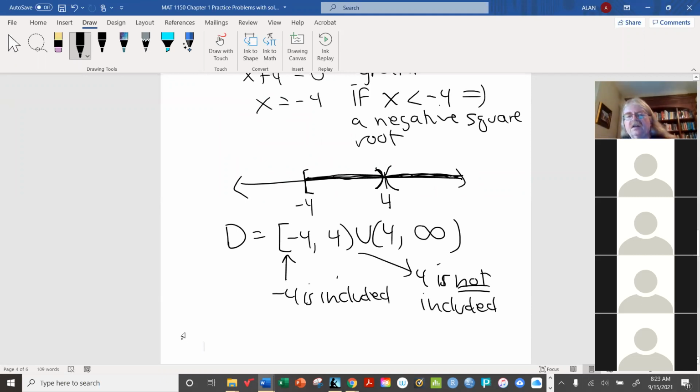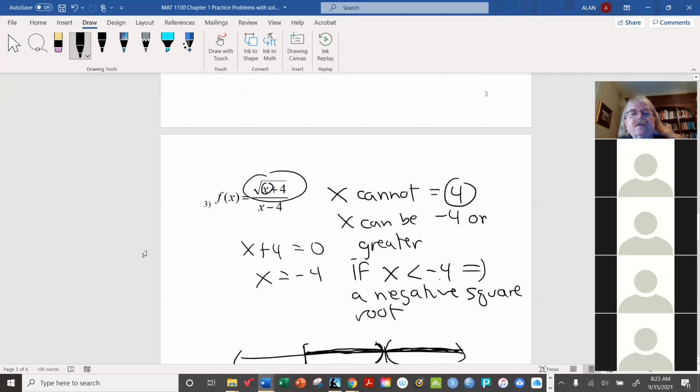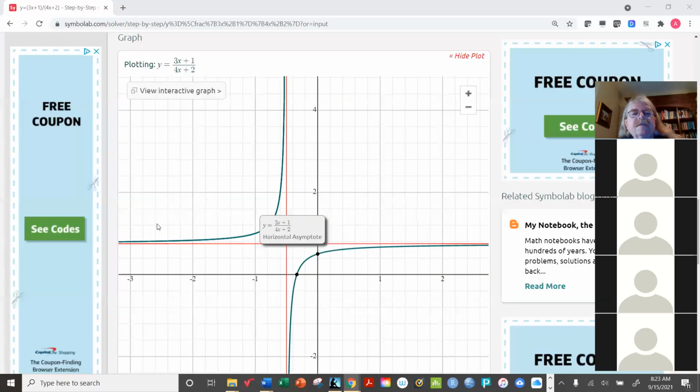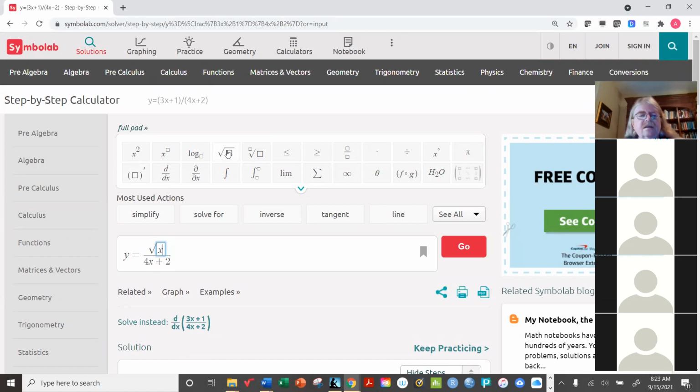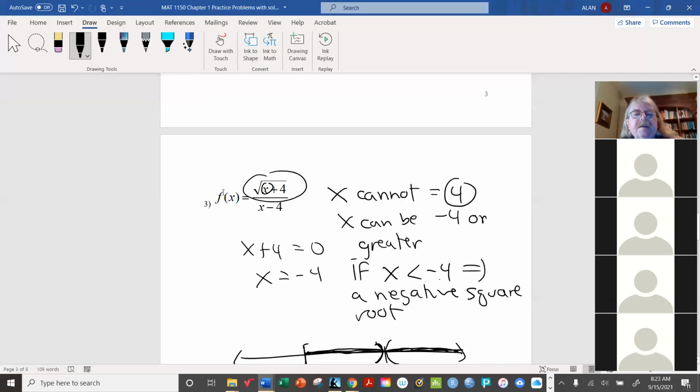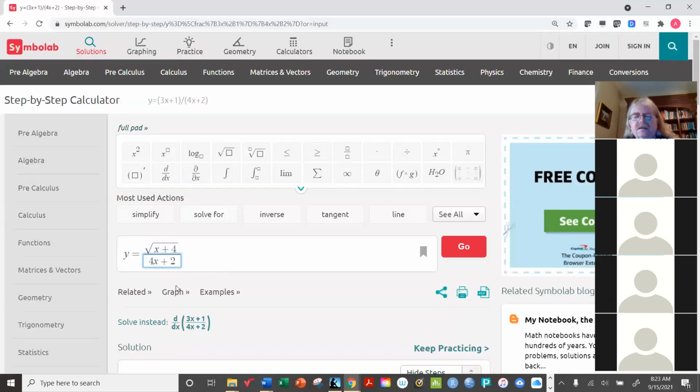So just out of curiosity, let's take a look at this in Symbolab. It's a very interesting looking function. I'm kind of curious to see. And, you know, with something like this, unless you just do graphs all the time, it's very difficult to visualize what some of these look like. And that's why we have the technology. Let's see what that ends up looking like. It's not going to be pretty, I'm guessing.